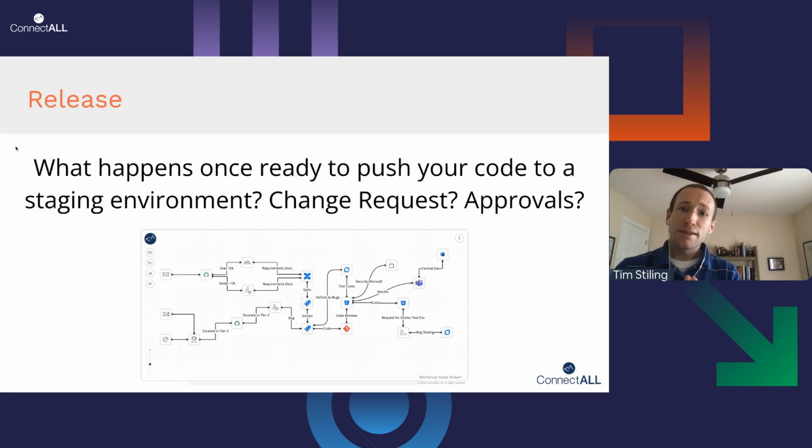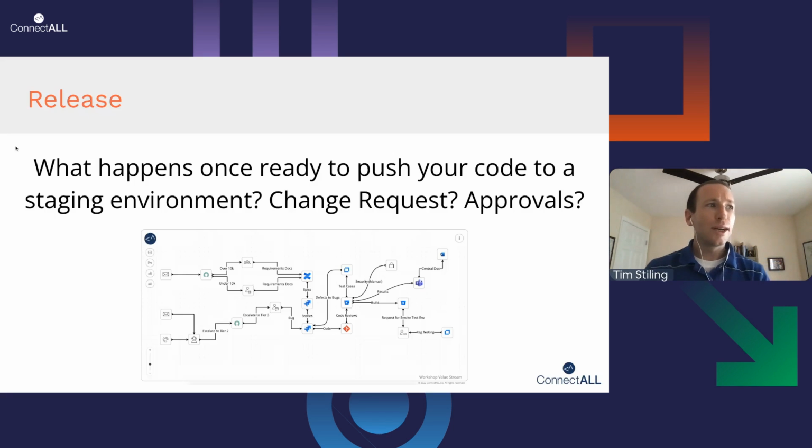So what happens once you're ready to push your code to a staging environment? So everything looks all right. You're ready to move into a staging environment. What happens next? Are there any change requests that you need? Are there any approvals that are required? What does that look like in your environment when it comes time to push your code into a staging environment?